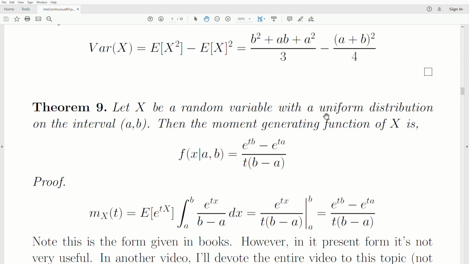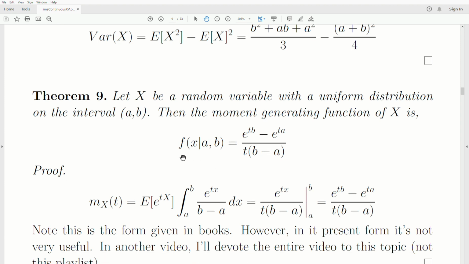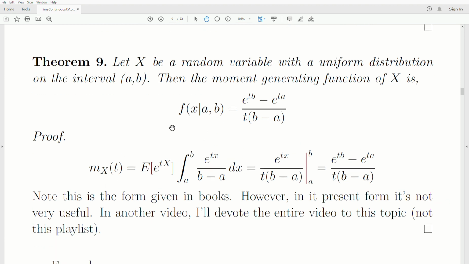Let X be a random variable with a uniform distribution on the interval A to B. Then the moment generating function of X is given by this equation. Oh, that should say M_X of t, and I'll fix that in the hard copy, but it's wrong here. So let's prove it. M_X of t is the expected value of e to the tX. So you integrate e to the tx times its density over the domain. Then the antiderivative is this. It's e to the tx divided by t, and the B minus A, of course, a constant. Evaluate it at B and A, and we get this.